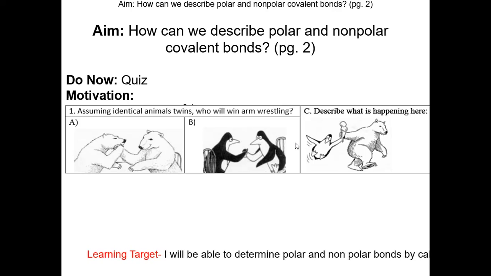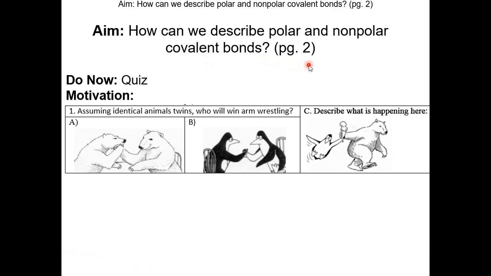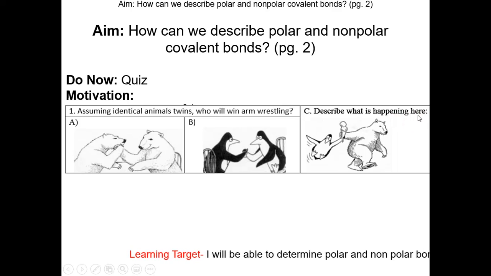In this lesson, we'll be describing polar and nonpolar covalent bonds. Go to page 2 in the class packet. For the motivation, here's an analogy to help you understand polar and nonpolar covalent bonds, assuming identical animal twins who will win arm wrestling. So take a moment to analyze these pictures and then describe what is happening here.